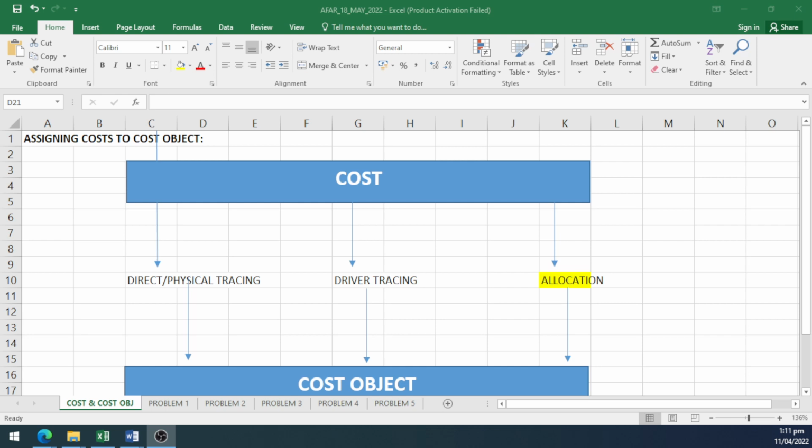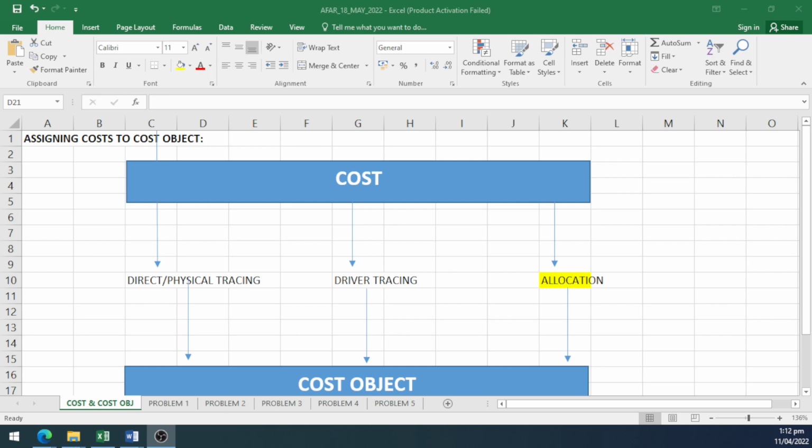Like in the case of machine operators' wages. There's no question the salaries and wages of the machine operator, that's actually direct labor. But of course, we cannot trace physically the labor in the physical output or of the cost object. But we can conveniently trace the activity, which is actually the machine time, the number of machine hours, to the output or to the cost object. So sa kasong yon ay pwede nating i-assign yung cost by driver tracing.